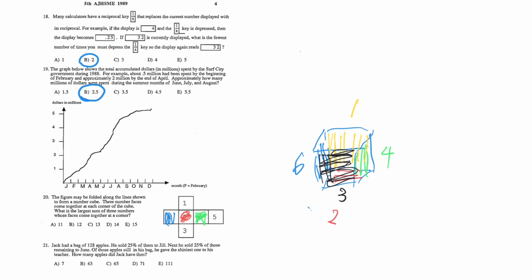Now only the top part will go on the top, the 5 will go on the top. So the largest sum will be at this corner, because it has the 5 and the 6, and the front is the 3. So 5, 6, 3, that's the largest sum. That's 14. So the answer is D.